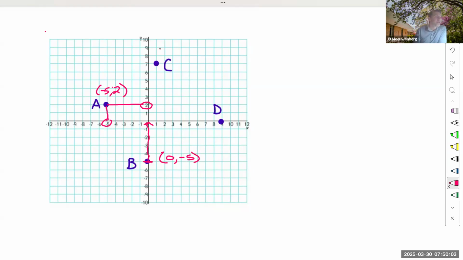Point C, if we follow it straight down, it hits the x-axis at 1, and the y-axis, if we follow it over, at 7. Point D is 9 on the x-axis, and we follow it over, and it hits the y-axis at 0. So that's the point 9, 0.